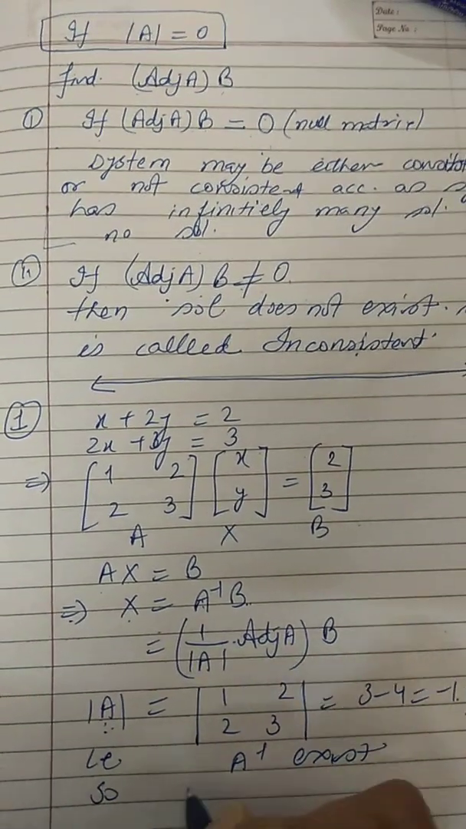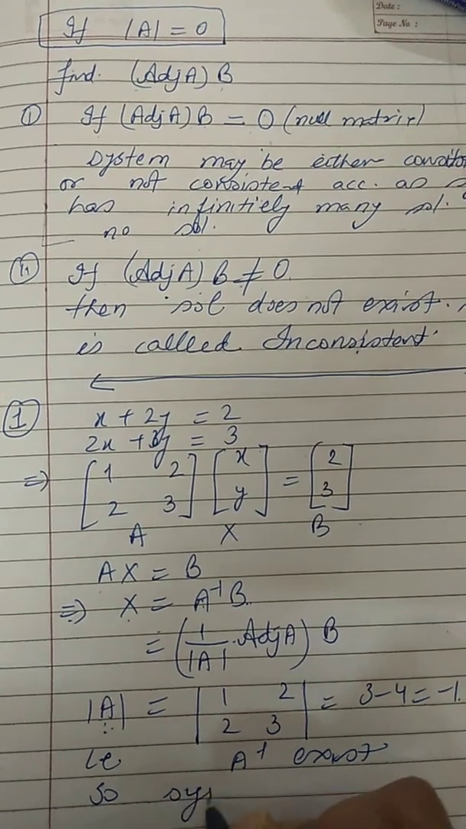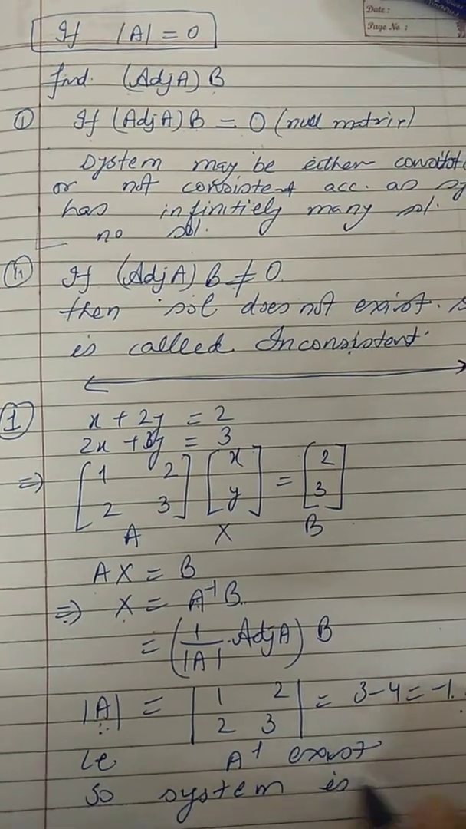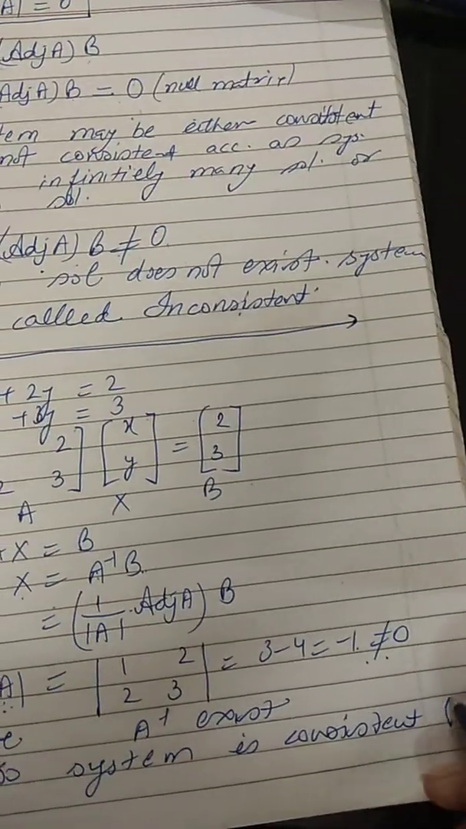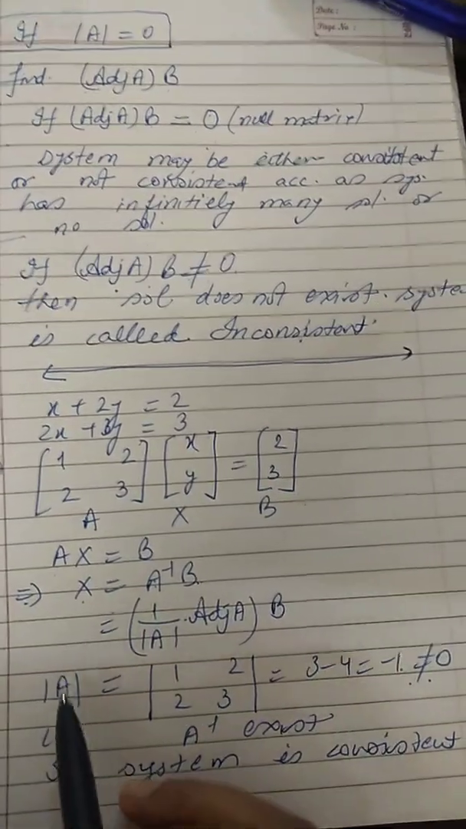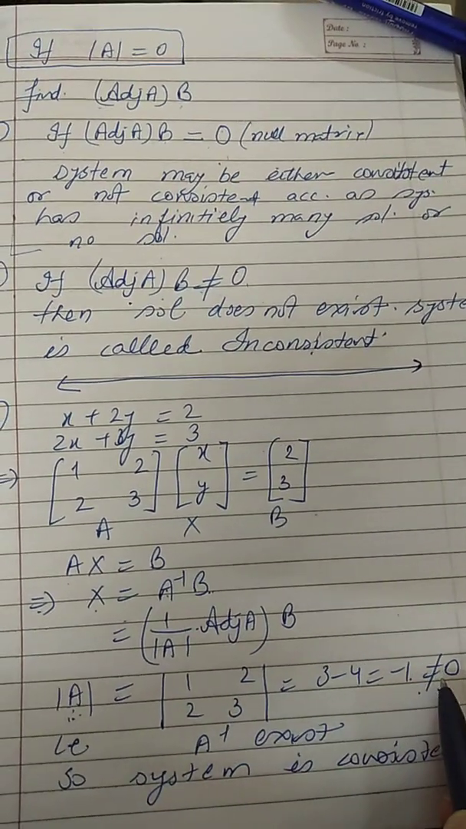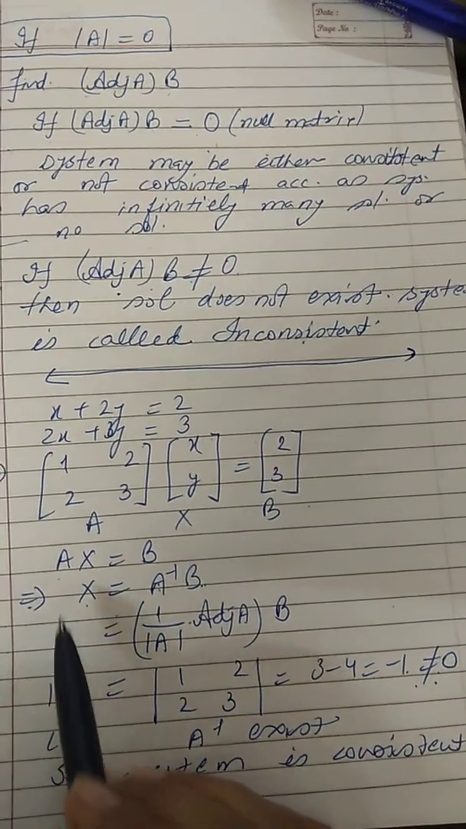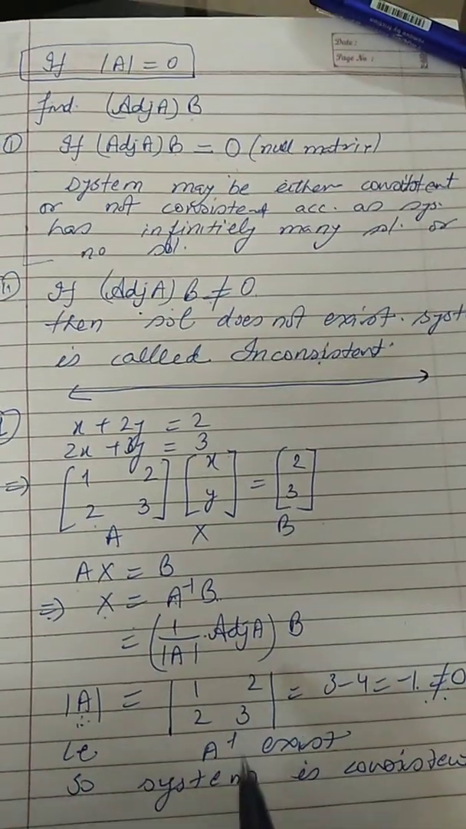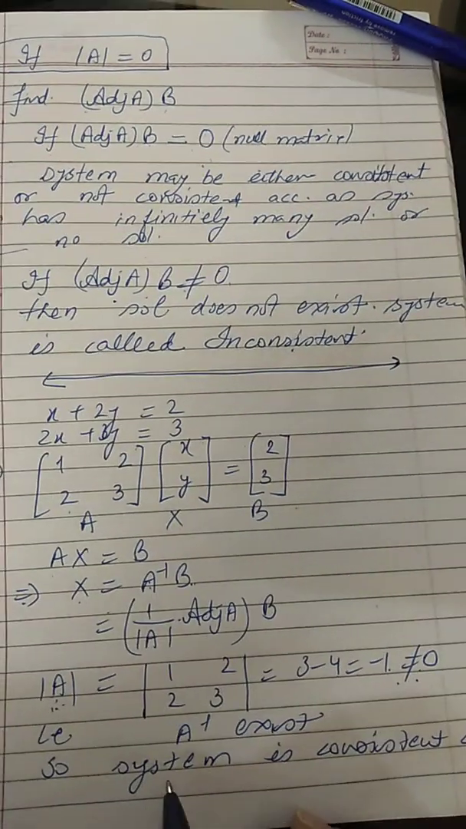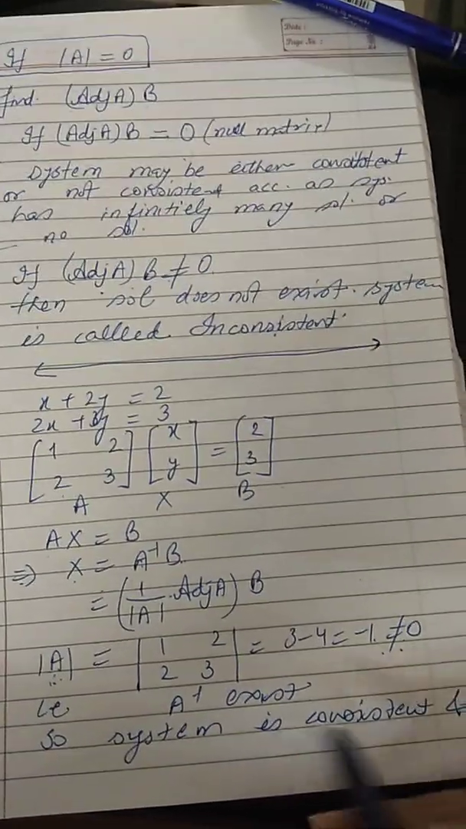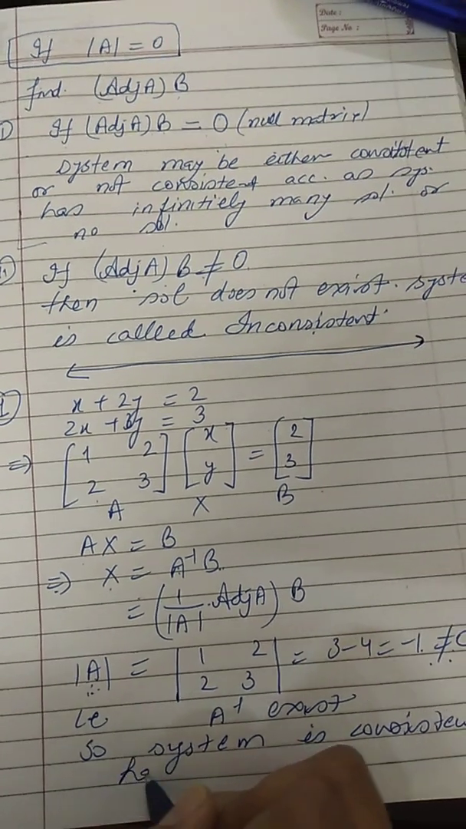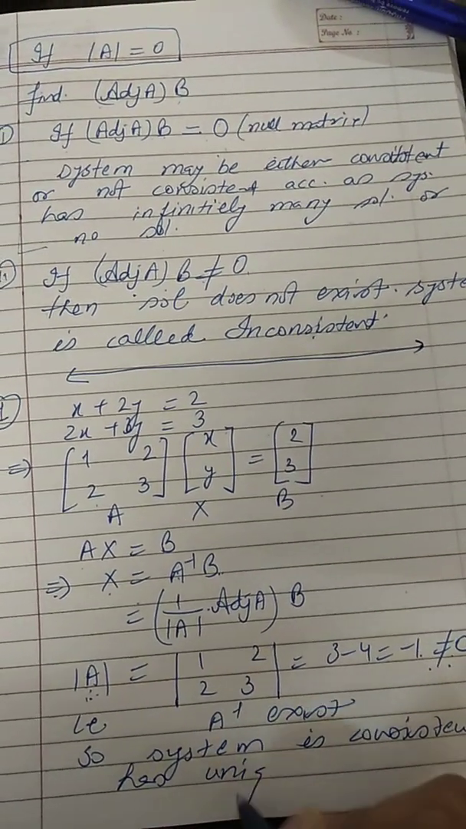So the system is consistent, and in this particular case, whenever A determinant is non-zero, that is, A matrix is a non-singular matrix and A inverse exists, the system is consistent and the solution is a unique solution. So the system is consistent and has a unique solution, right?